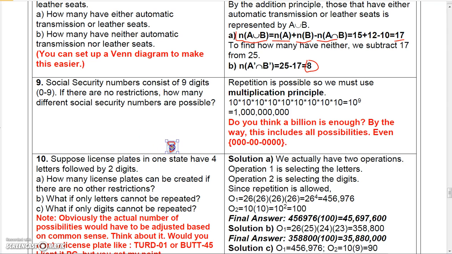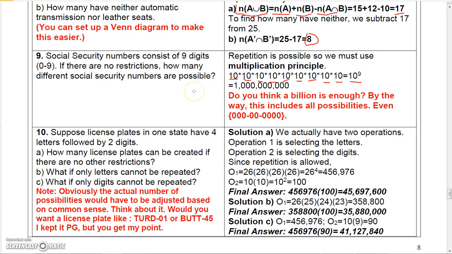Okay, now number 9 says Social Security numbers consist of 9 digits, 0 to 9. If there are no restrictions, how many different Social Security numbers are possible? Well, if there's no restrictions, then repetition is possible. So we have to use the multiplication principle. So I have 10 ways to fill in each number. Okay? So that's going to give me 10 to the 9th possible Social Security numbers. Now, granted, that allows someone to have a Social Security number of all zeros. But anyway, that gives me a billion.